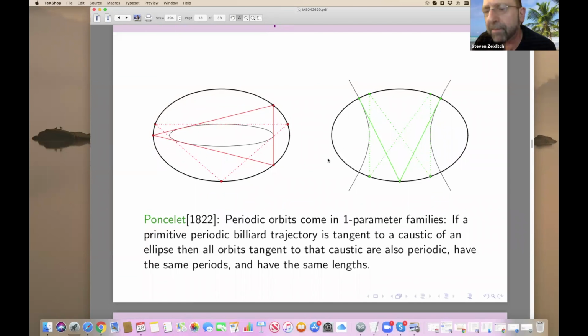The fact that we have this foliation by invariant curves was really due to Poncelet, that periodic orbits for an ellipse come in 1-parameter families. In other words, if you have a periodic orbit on an invariant curve, then every orbit on that invariant curve is periodic also.